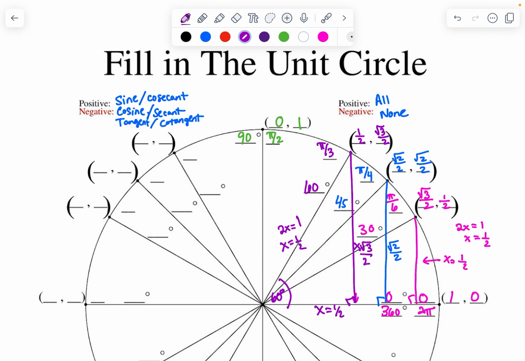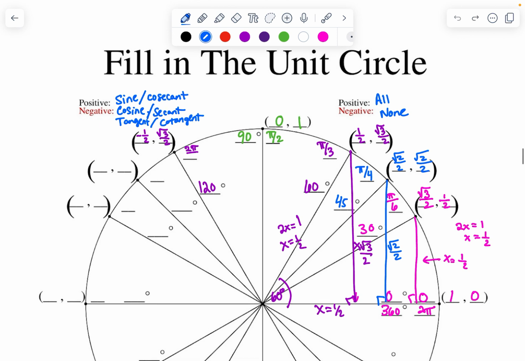So as we come back around, this is going to be your 120 degrees, or in terms of radians, that's 2 pi over 3. And so now you're going to have negative 1/2 and square root of 3 over 2. This is going to be your 45-degree marker over here in quadrant 2. So 90 plus 45 gives us 135 degrees. And this is going to be 3 pi over 4 in terms of radians. And so now, again, x is negative, the y is positive, or cosine is negative, sine is positive.